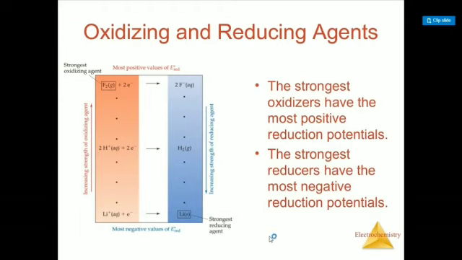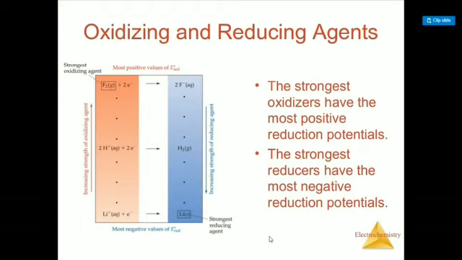So in the chart you can see here F2 plus 2 electrons converts into 2F minus. That means it takes electrons and reduces. And H plus ion also takes electrons, reduces. Lithium takes electrons, reduces. Strongest reducing agent is lithium. And as we move upward direction, strength of oxidizing agent increases.